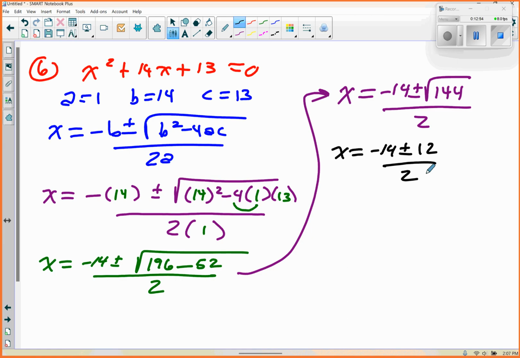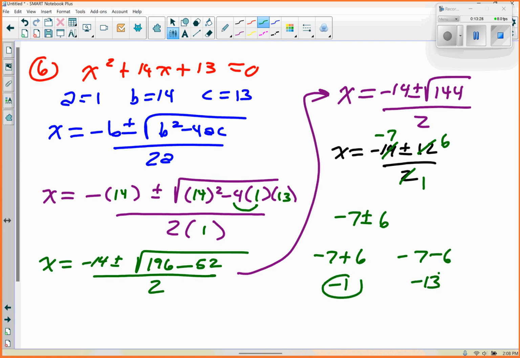Now, I saw something earlier. I thought this was kind of unique. Hey, friends, can I reduce these? Everything's outside, so can I reduce it? Yes. 2 goes in itself how many times? Once. 2 goes into 12 how many times? 6. 2 goes into negative 14 how many times? 7 times. So I get negative 7 plus or minus 6, which is negative 7 plus 6 and negative 7 minus 6. So this gives me negative 1. This gives me negative 13. Agree?